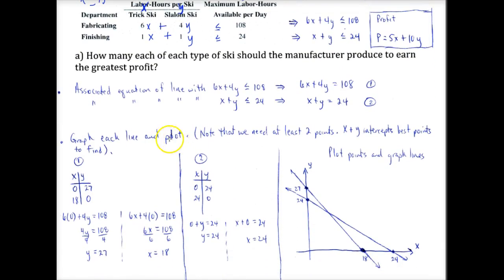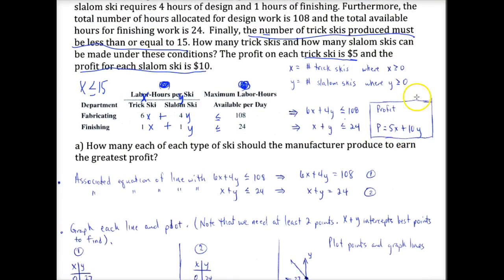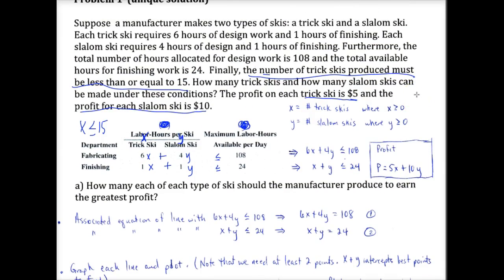So here we know that in doing this, we're going to have associated lines that go along with these constraints, okay? To make sure that we understand what's going on, when we do our profit function, this is what is called an objective function. Okay, so our objective is to make the most amount of money that we can. The constraints are, we have fabricating constraints, we have finishing constraints, and we also have a constraint that says we can't make more than 15 of the trick skis.